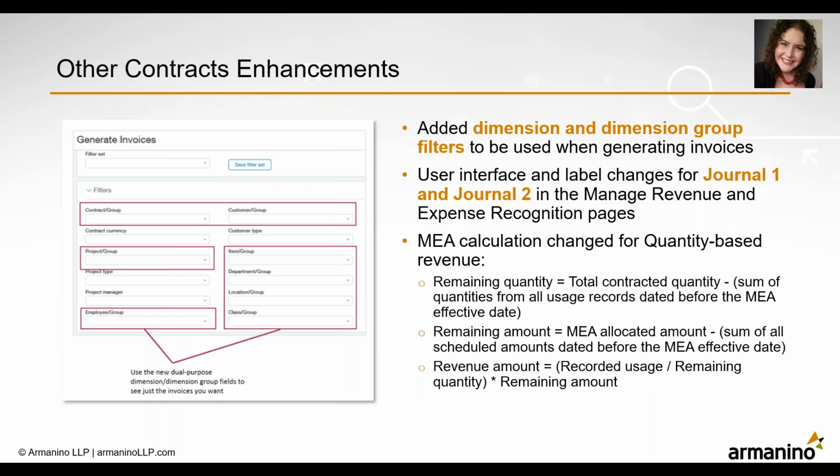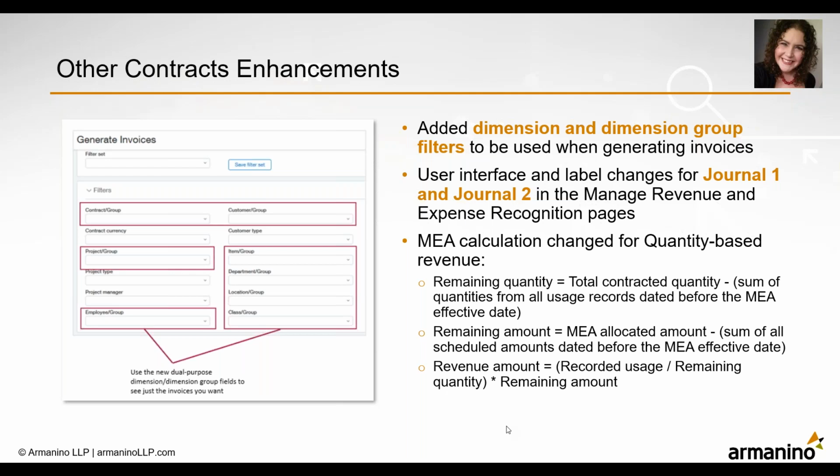And then the last updates we have on contracts today are a bucket of things that didn't necessarily all warrant their own individual slide, but we wanted to make sure you were aware of. First, user interface and label changes. In the last release, Intacct changed Journal 1 and Journal 2 to actually display the journal symbols that you had selected in the Configure Contracts page. Now they have extended that over into the Contracts module, so you will also see those journals there.